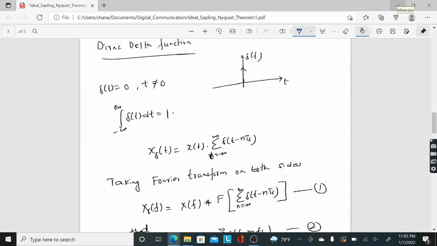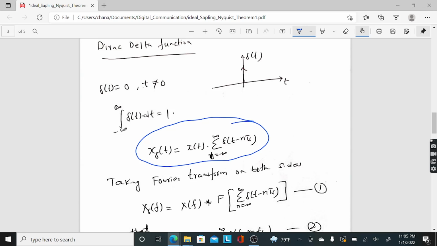Hi everybody. In yesterday's video we derived the mathematical expression for the output of an ideal sampler. So we derived this expression, x delta of t, which is the output of an ideal sampler, is x of t multiplied by an impulse stream, which is summation n equal to minus infinity to infinity delta of t minus nTs. Today we will derive what we call the Nyquist theorem.